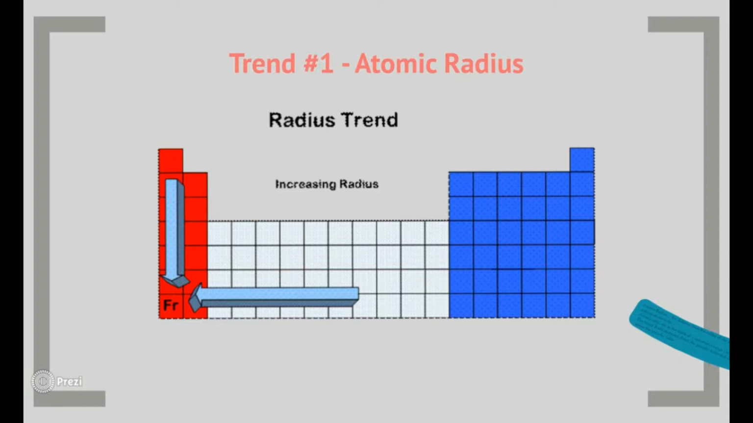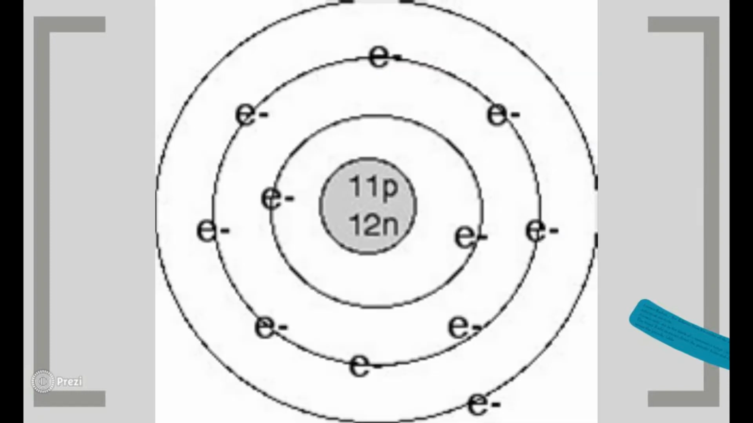Shells. You're getting another shell, another layer, every single time. It makes sense that the radius is going to get bigger as you go down. You're adding another ring every single time. There's one, there's another, there's another. Wow, that's getting bigger, isn't it? By the way, if you haven't figured that out, that's radius.